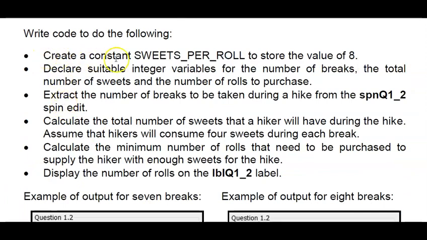They now ask you to create a constant sweets per roll. Always make use of the values that they give you. So if they say call it sweets per roll with these underscores, just do that, because sometimes the provided code will make use of this, not that it did in this instance, but it also makes it easier to mark.